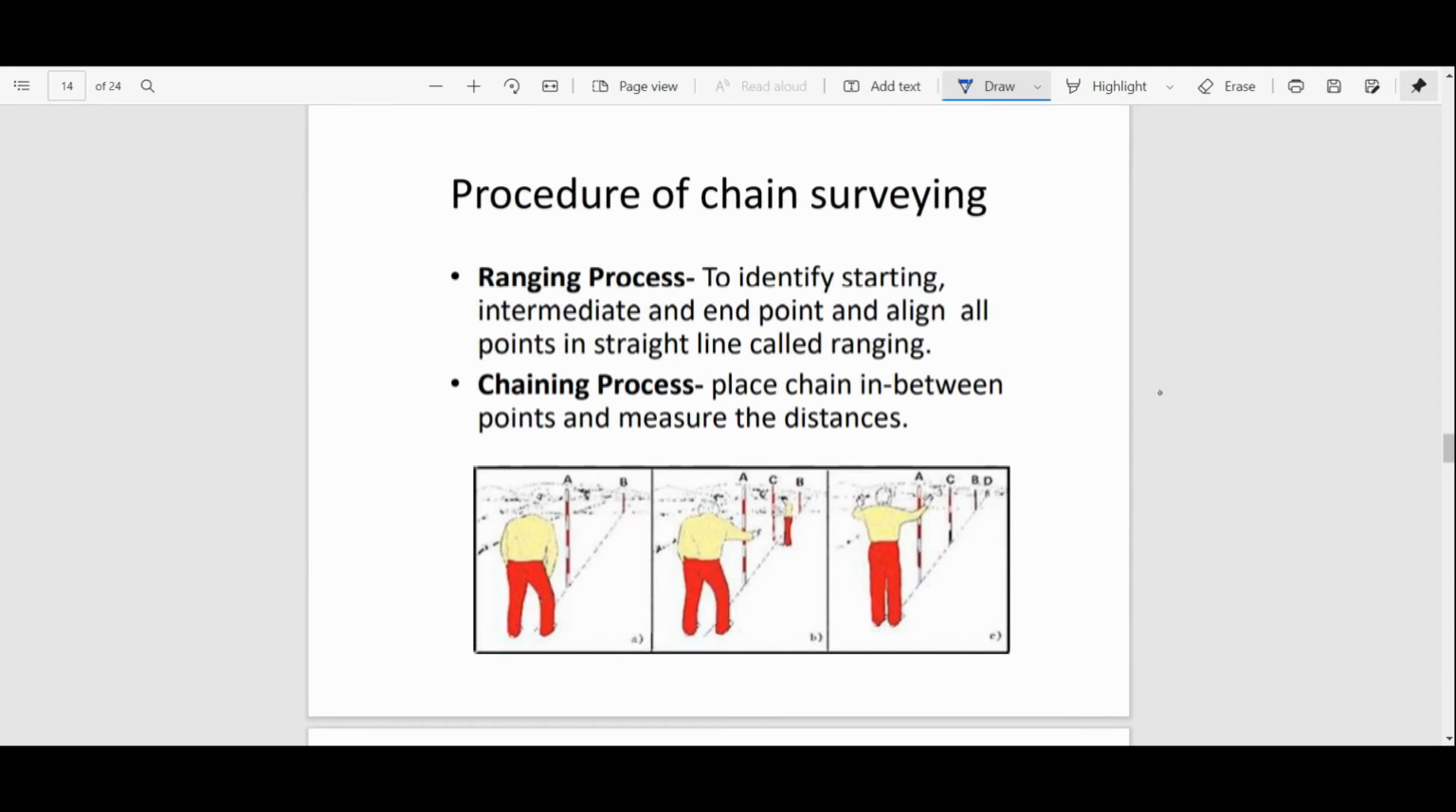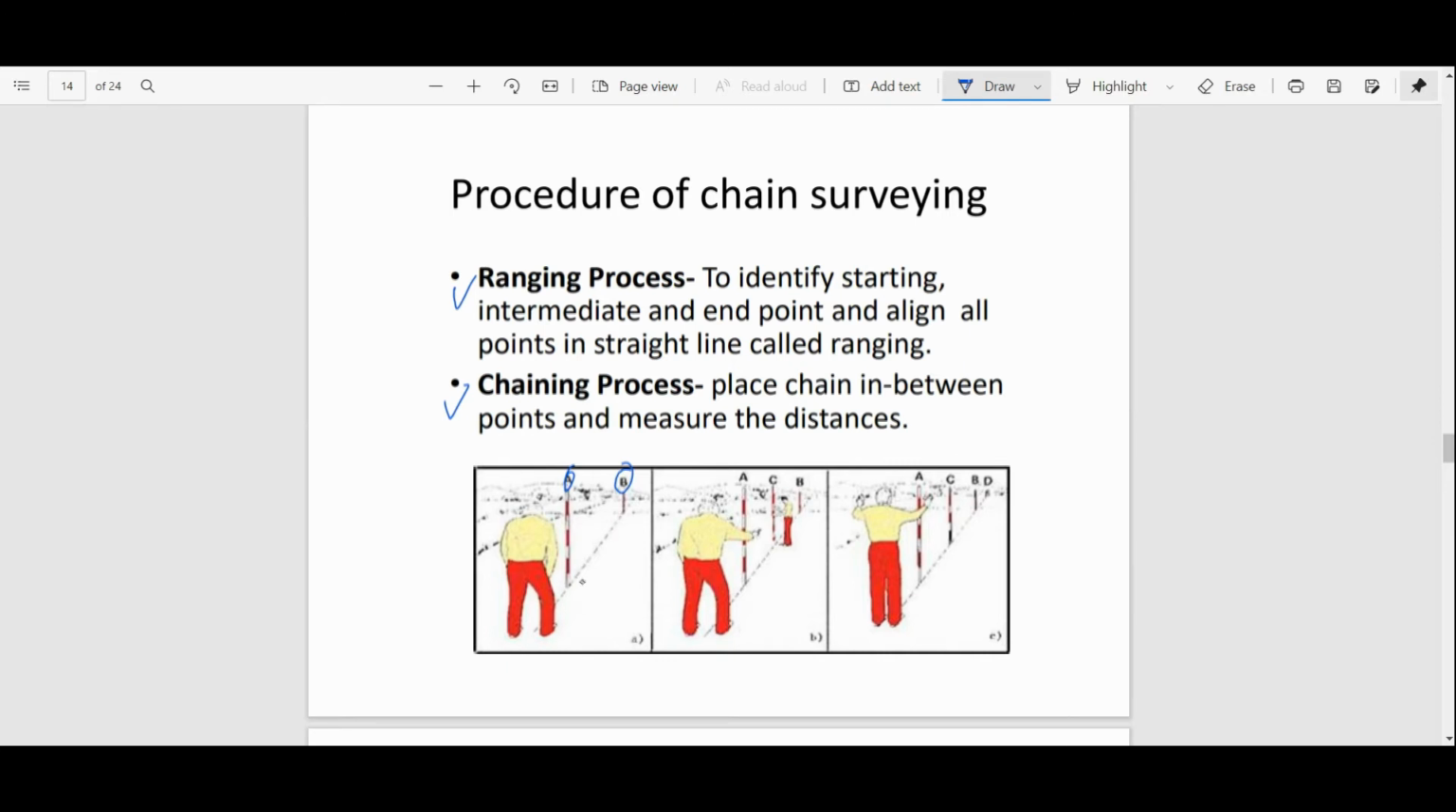Now procedure of chain surveying. Procedure of chain surveying basically includes two processes. The first one is the ranging process and the second one is the chaining process. Now you can see here in this diagram that we are measuring a distance between these 2 points. This is point A and this is point B. So these are the ranging rods. These are placed in between.